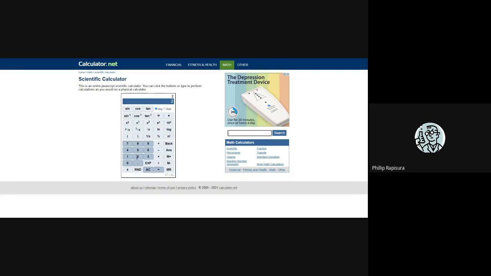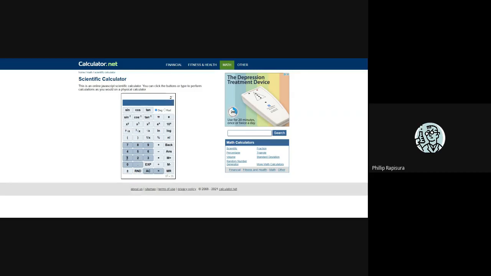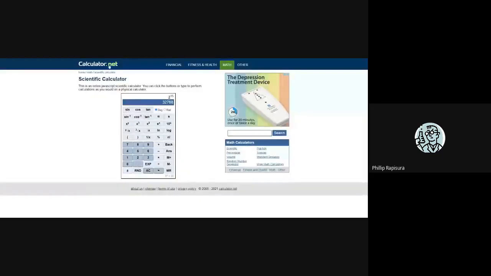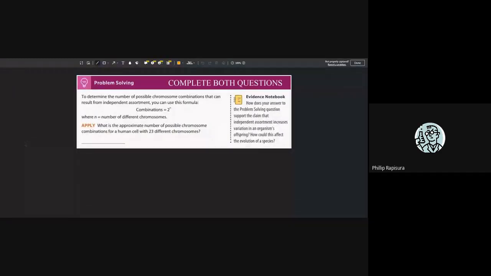So let's say I had a haploid number of 2. I'm going to go 2 to the second, and that'll give me 4. Well, what if I had a haploid number of 15? So 2 to the 15. When we were looking at this, there were 4 possible combinations. But if I had 15 different chromosomes, randomly, independently assorted, I'd have 32,768 possible combinations.